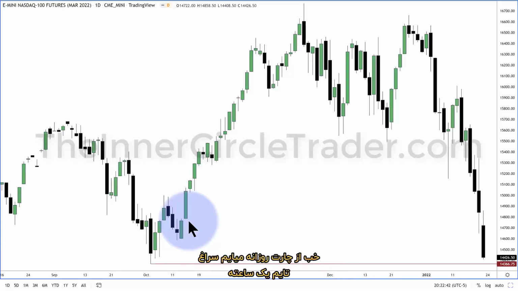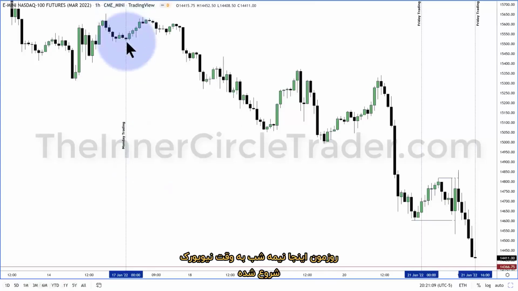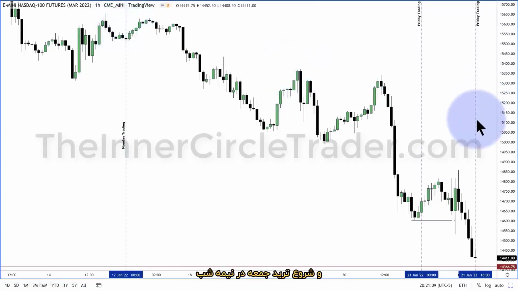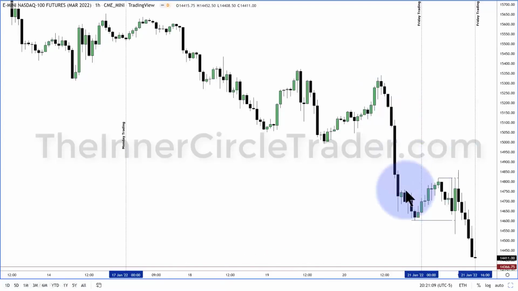So we're looking at the daily chart. We're going to drop down into the hourly chart. Now, what I have here is a framework for looking at the weekly range on an hourly chart. All I did was mark the beginning on midnight New York time, Monday's candle, and then Friday's close, and then the beginning of Friday's trading at midnight. Now, what I'm delineating here is the fact that we had a nice sell-off on Thursday, and the market went into consolidation overnight.